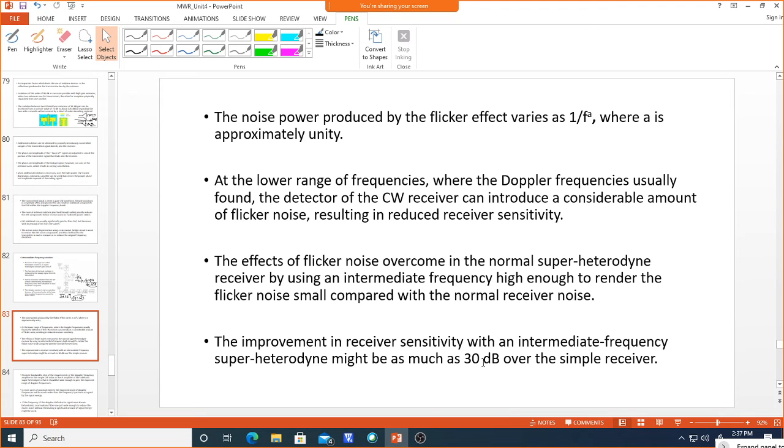Now the improvement in the receiver sensitivity with an intermediate frequency superheterodyne receiver might be as much as 30 dB over the simpler receiver. So this is the receiver sensitivity. You can see here it will be around 30 dB compared to the simple receiver.